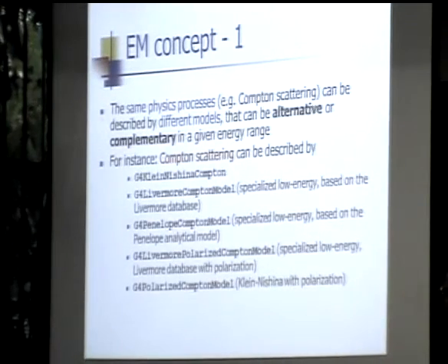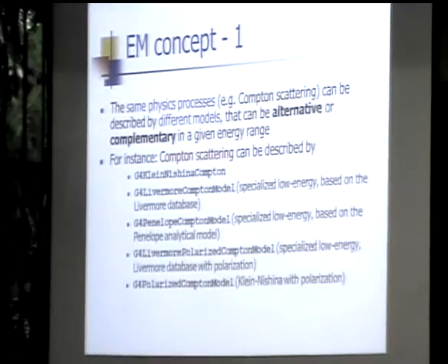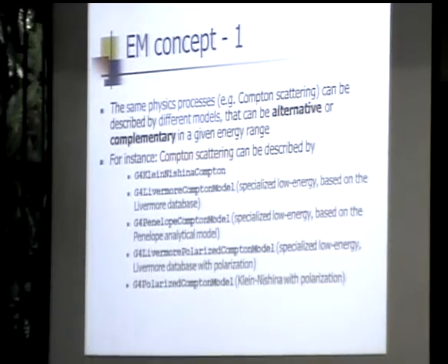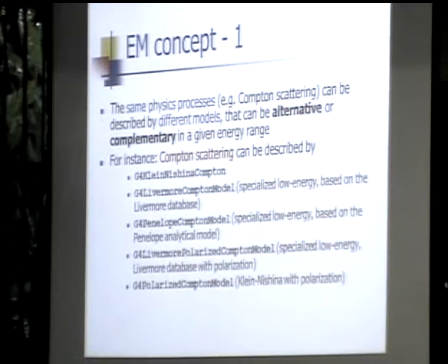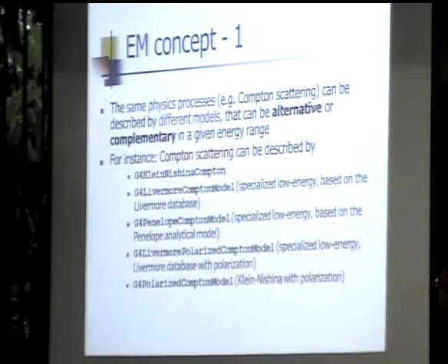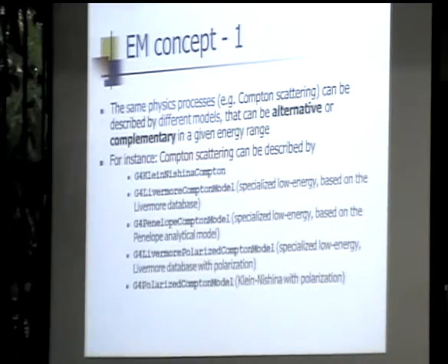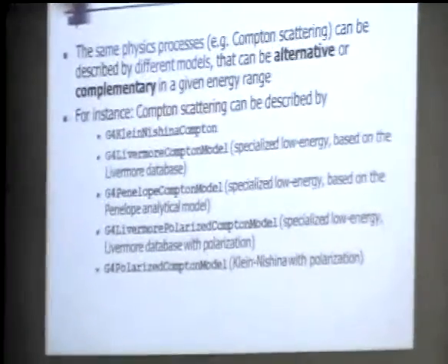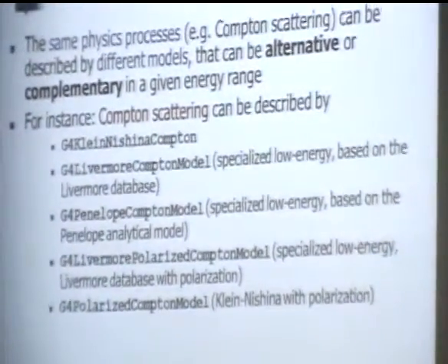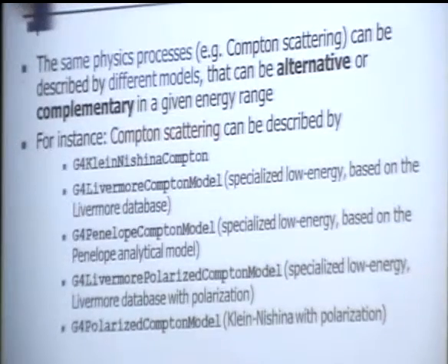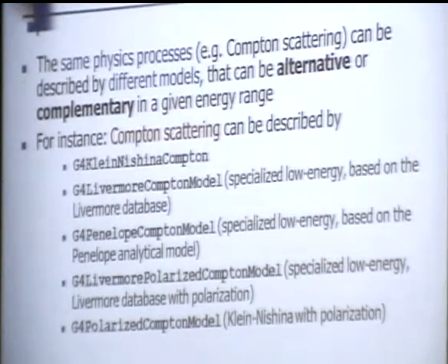I'm going very fast on this. It's the physics processes. I'm not going into much detail, but what I want to mention is that the philosophy of Geant4 is to have many models which are able to describe the same process. For instance, take Compton scattering, which is a gamma interaction, and we have 6 different models in Geant4 to describe it. One of them is Klein-Nishina, what you find in the textbooks. You find the cross-section from Klein-Nishina, and that's a model to describe the Compton scattering.